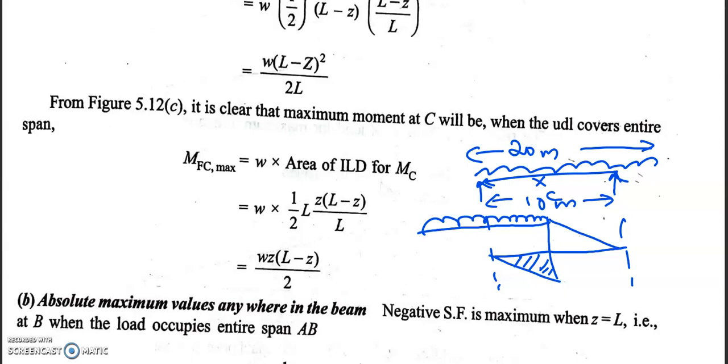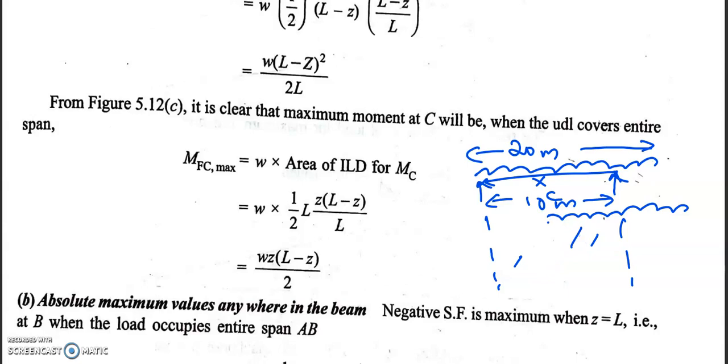And when you need to go for maximum positive, what should you do? Where should it be placed? At the point where this section starts, and from there the full span is covered like this. What will you get? You get maximum positive shear. Clear? In the same way for negative, for bending moment. We know what the bending moment diagram is.